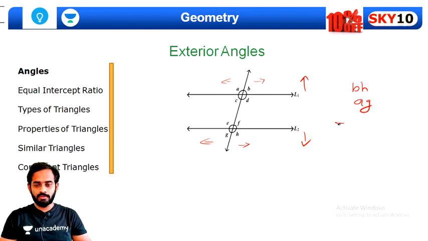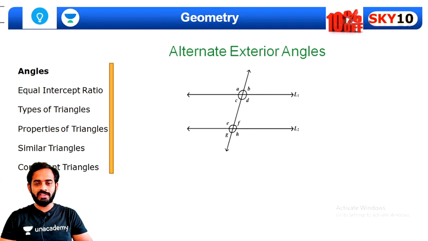Their summation is 180 degrees. Remember this part, that is, they are supplementary. Supplementary angles means nothing but their summation should be 180 degrees. That's very simple, guys. Now alternate exterior angles will be A and H, B and G. So for alternate exterior angles, their value is always equal. I believe there is no doubt here, guys.